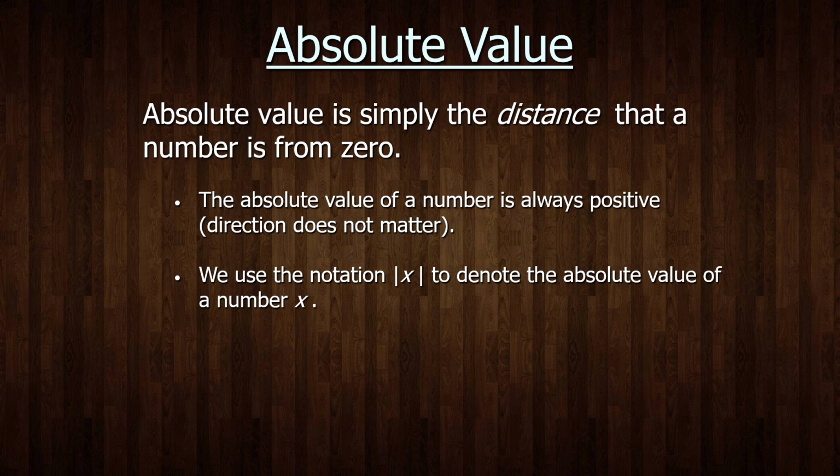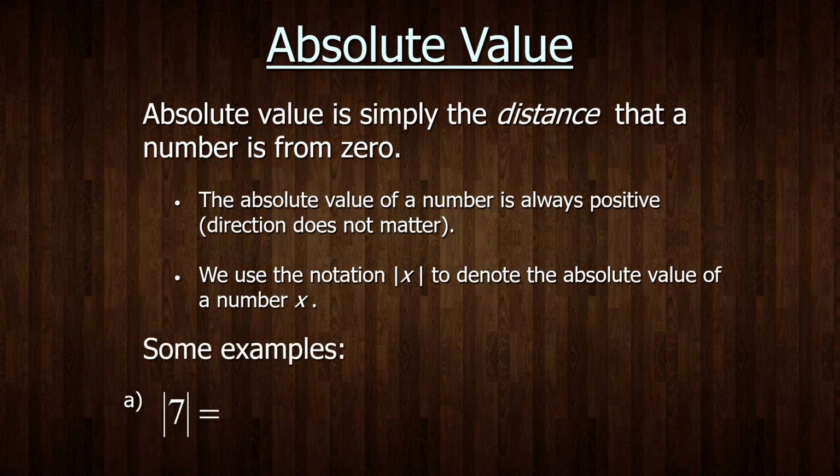And we actually have a special notation for absolute value. It just looks like two bars surrounding whatever it is you're taking the absolute value of. So here we can see that if we're taking the absolute value of a number x, we enclose x in two bars. And that denotes the absolute value of x. So let's do some examples.